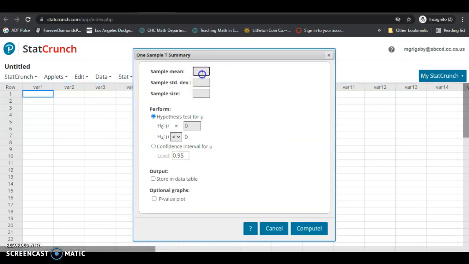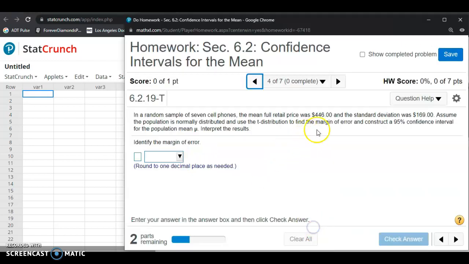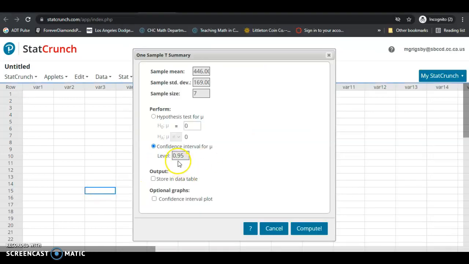The sample mean goes in this box here, which is 446. Standard deviation goes here, which is 169. And our sample size was 7. Always make sure that you select the second button for confidence interval. Our confidence level, according to the problem, was 95%, so when you convert that into a decimal, it's 0.95, which is already selected. And if you want to, you can select this box to create a graph of your interval.